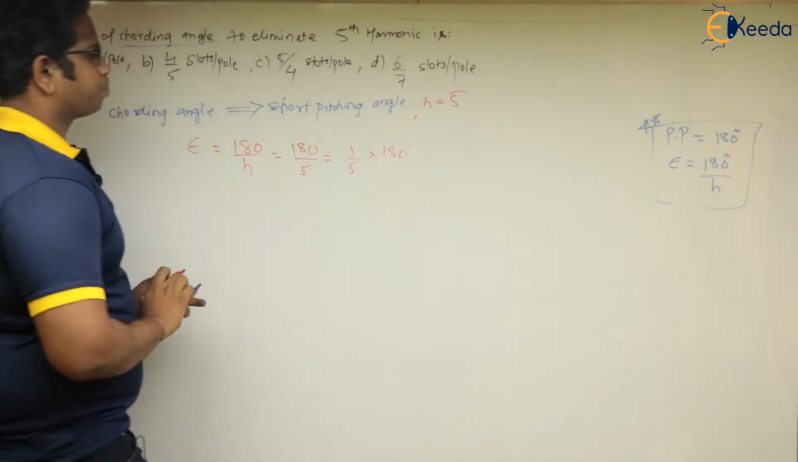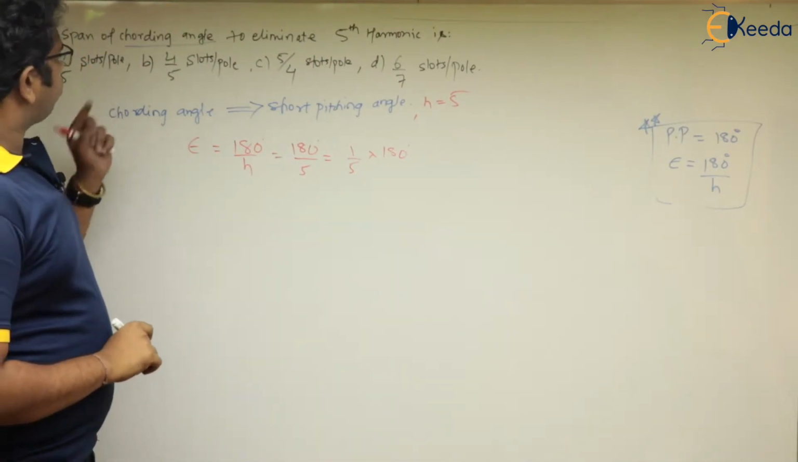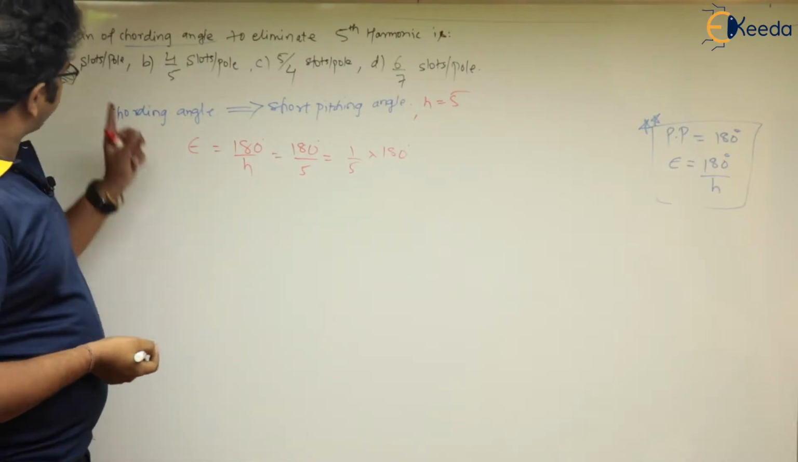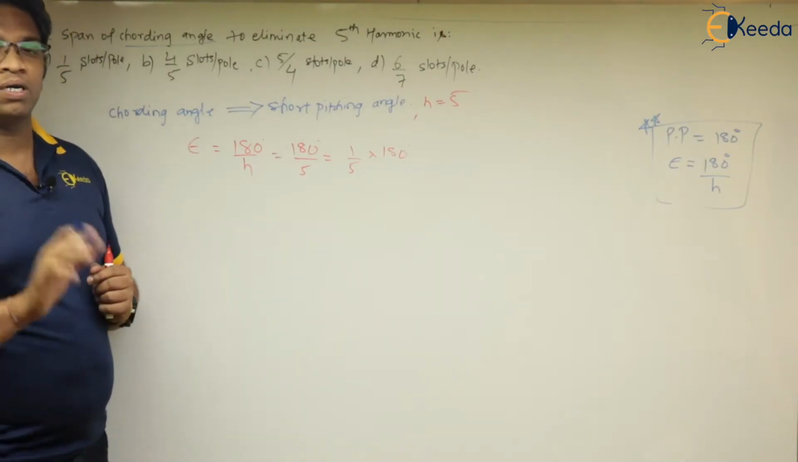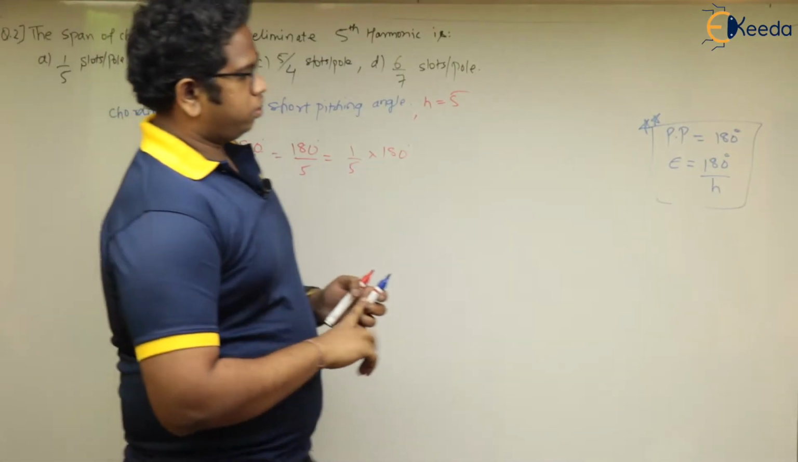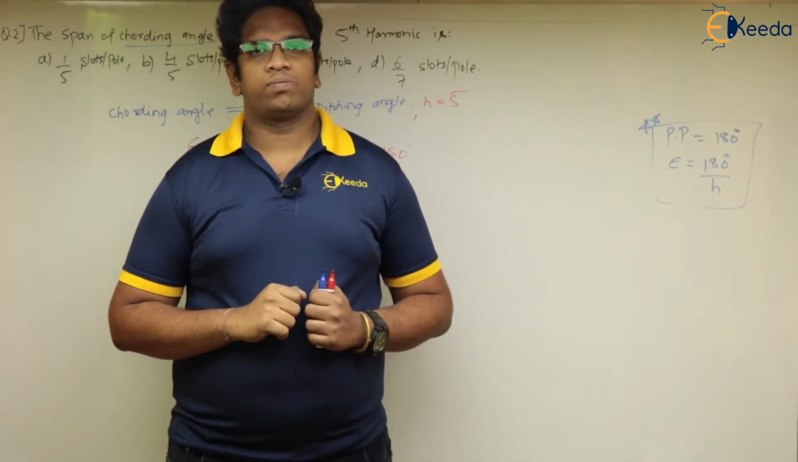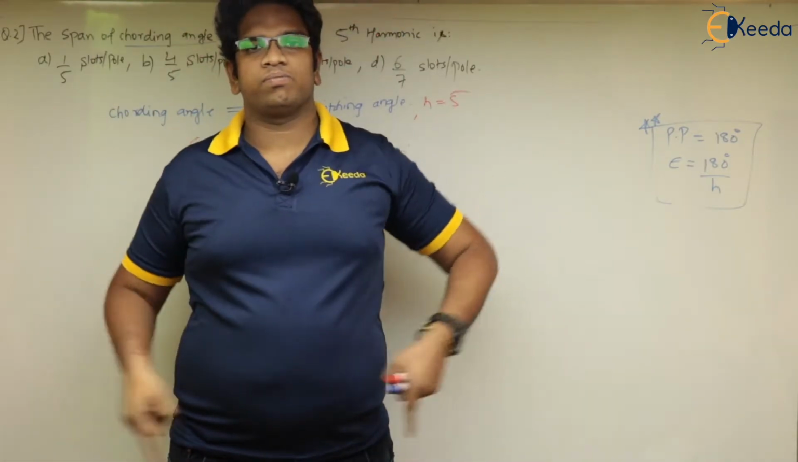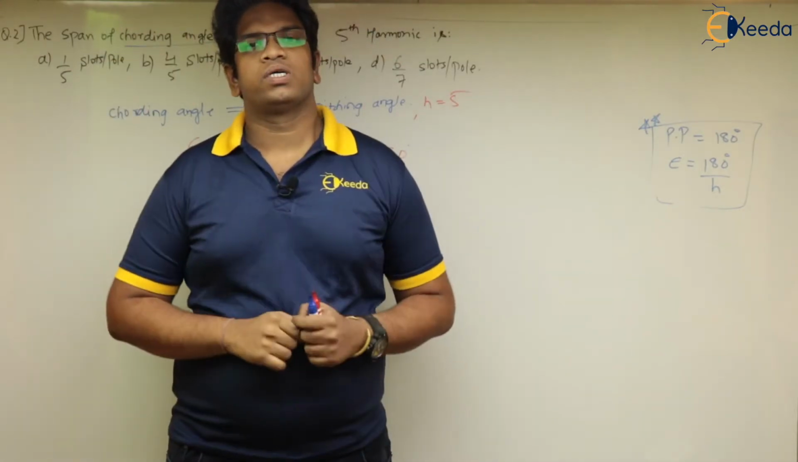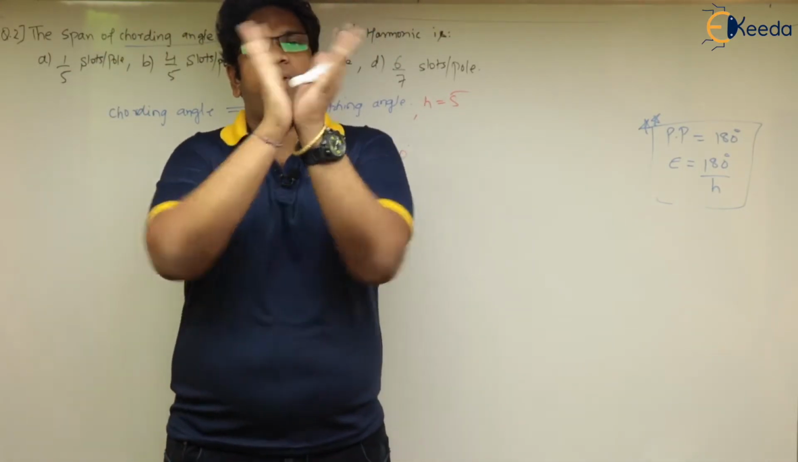Now see here. They are asking for slots per pole. With respect to slots per pole they are asking. Now let us understand slots per pole. See here. In case of 2 pole, if you see, how many slots are there per pole? This is the total. Right? Now, slots per pole.